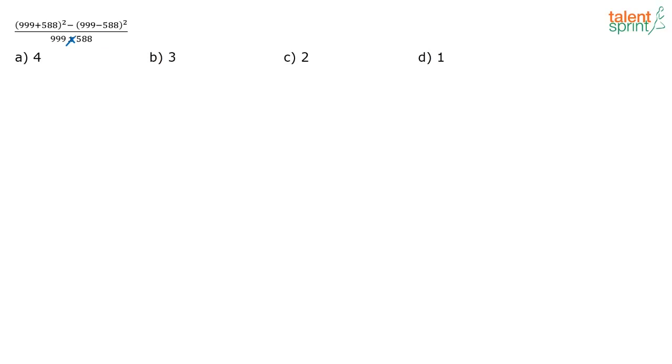You should not expand this and say 999 squared plus 588 squared plus 2 into 998. No, don't write anything like that. Such things should be there in your mind, okay? Now, see, what do you get when you do (a plus b) the whole squared? (a plus b) the whole squared is nothing but a squared plus 2ab plus b squared.